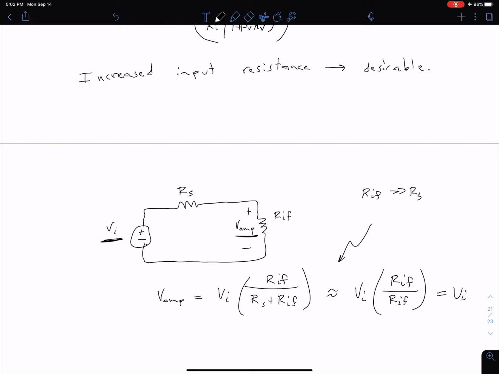So in the next video, we're going to come back and look at our output resistance, and then we're going to move on to our other ideal feedback topologies.